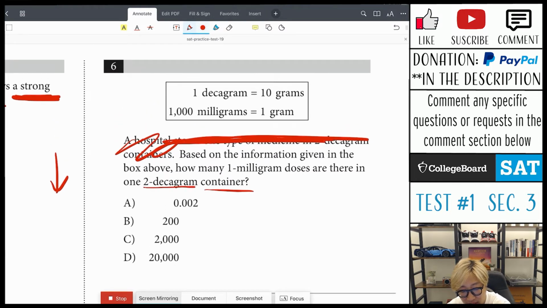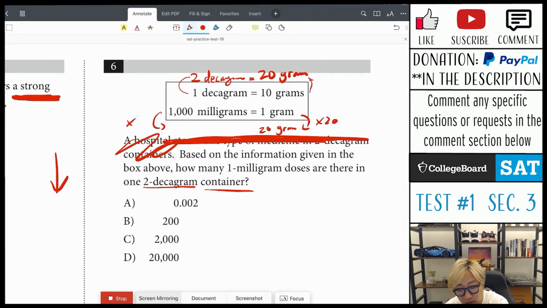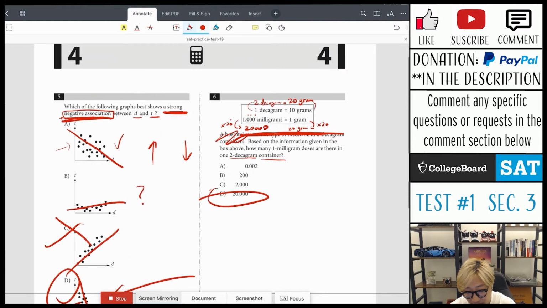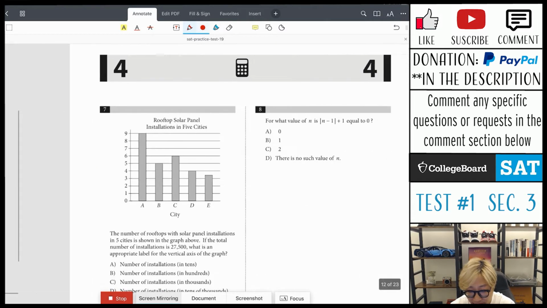Let's just follow this. 2 decagram would be 20 grams. Just times 2 times 2. Okay. Then 20 grams. Well, let me just do it on the bottom. Then 20 grams. You notice that's times 20. So that should also be times 20. So it's just going to be 2, and then 1, 2, 3, 4 zeros. 20,000. Easy. Moving on. Number 7.